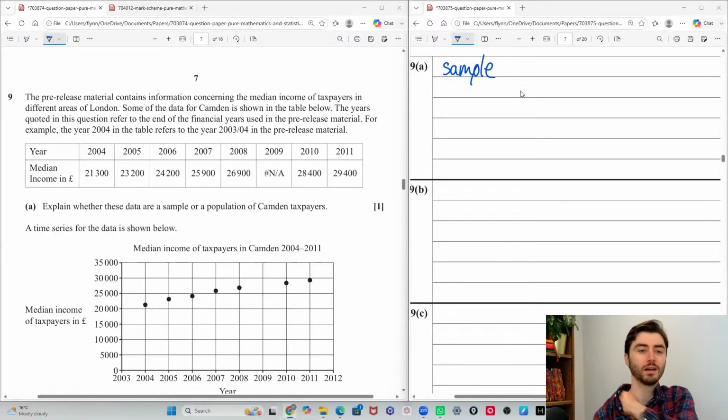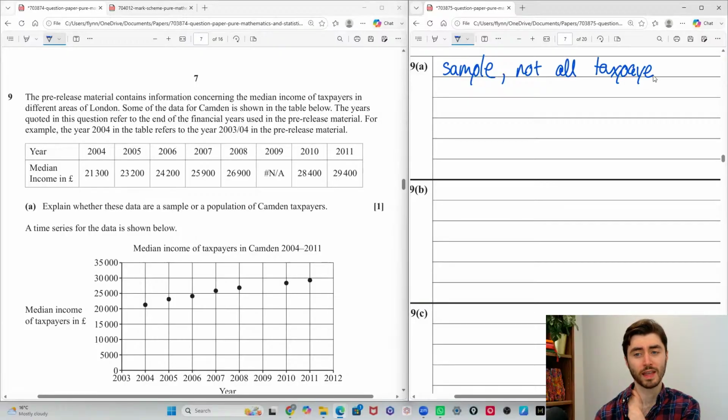So I'm gonna say it's a sample. I might be getting this wrong, guys. I apologize. If I am, then we'll pick it up in the mark scheme. Explain whether these data are a sample or a population. Let me just check my time. Yeah, we're good. So this is a sample because not all taxpayers are included.